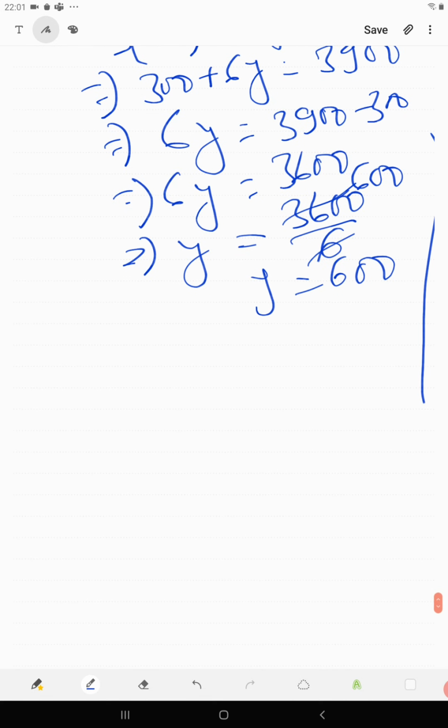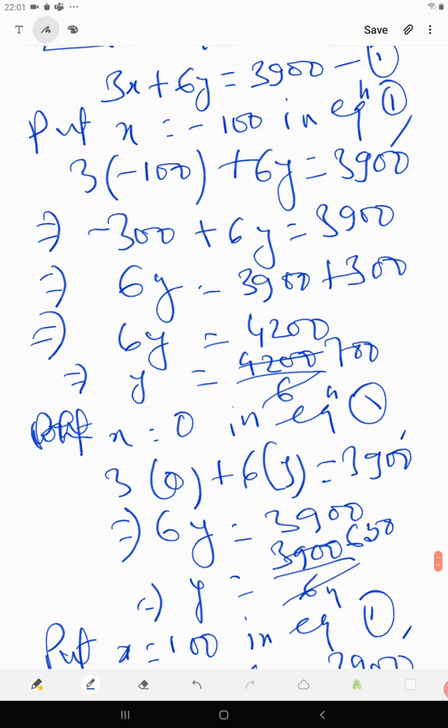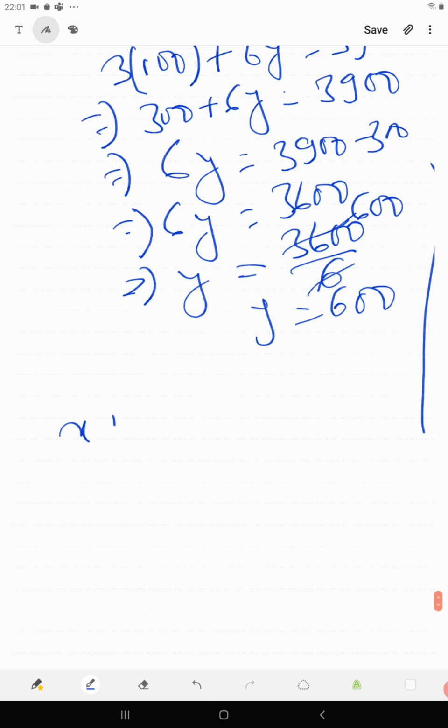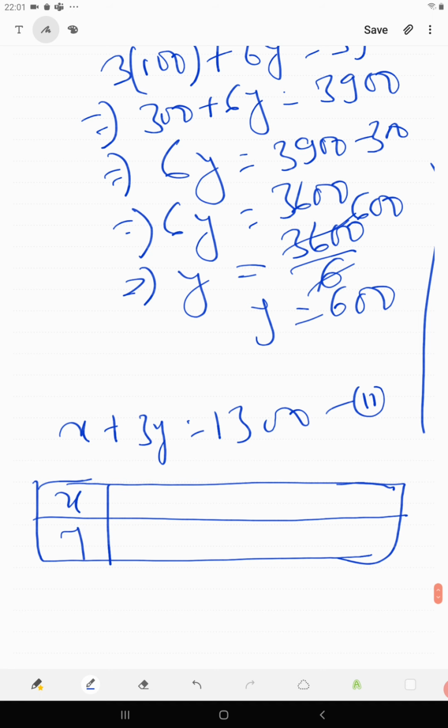Now our first table is done. Now for equation 2. So what is equation 2? Equation 2 is x plus 3y equals 1300. So this is our equation 2. Let's solve it. So x plus 3y is 1300. This is x, this is y.